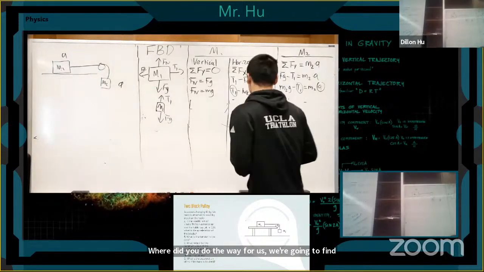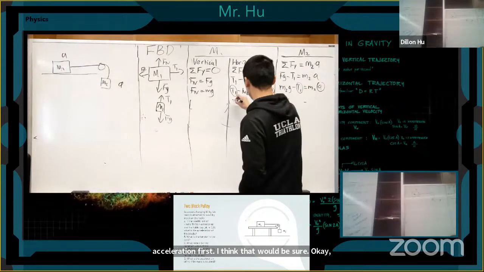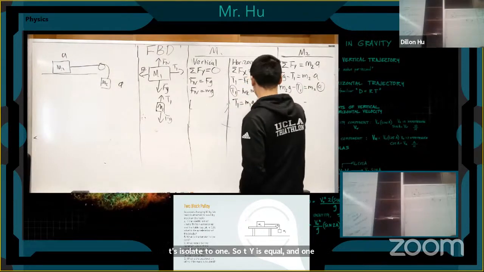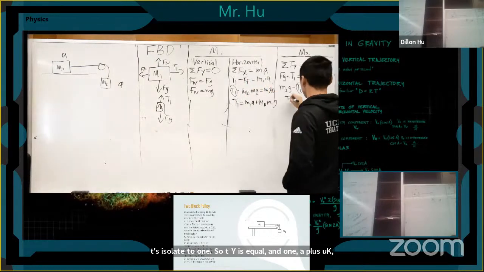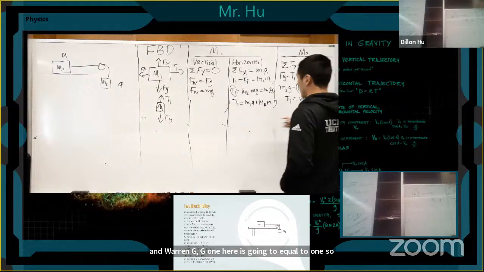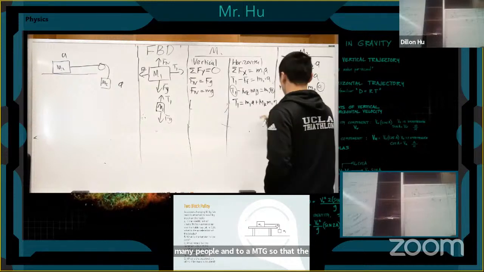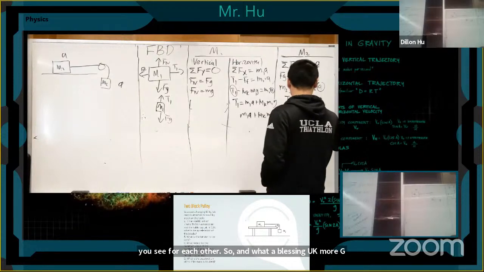Okay, so let's isolate T1. So T1 is going to equal M1A plus mu K M1G. T1 here is going to equal M2A plus M2G. So let them just equal each other. So M1A plus mu K M1G is going to equal M2A plus M2G.